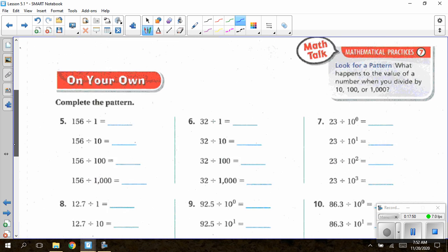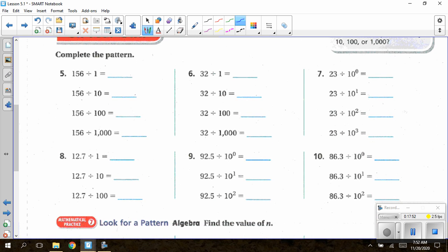Under the "on your own" section, if you would like to pause at this point, answer questions 5 through 10, and then make sure you start playing your video again to check your answers with my answers. So for question number 5, I have 156 divided by 1, which is 156. Divided by 10, there's 1 zero. Since it's a whole number, I start from the end, and I have to swoop to the left.